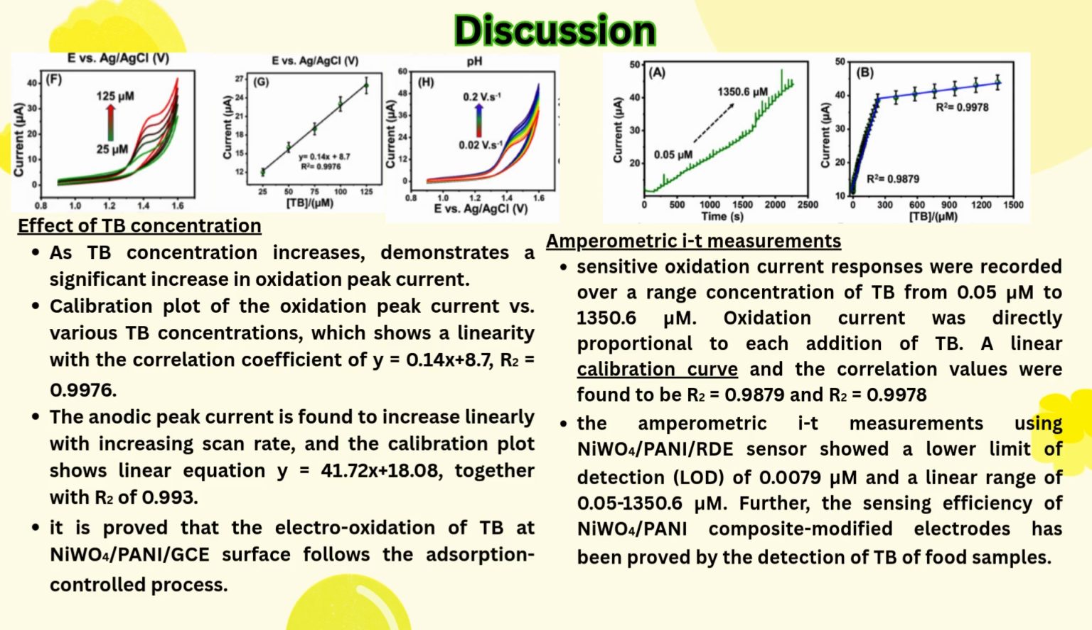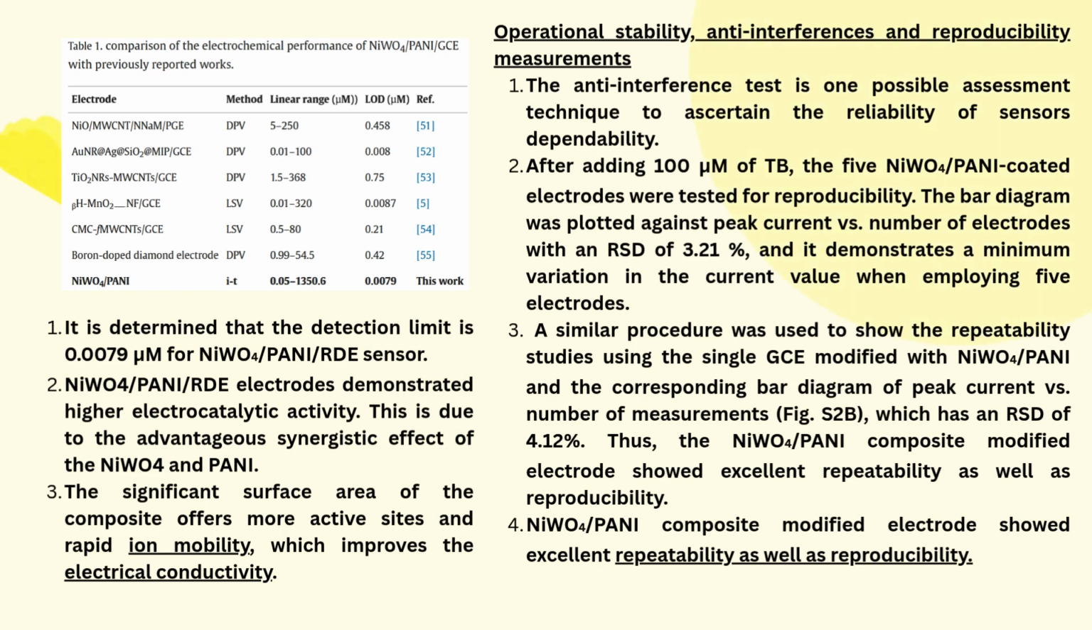Further, the sensing efficiency of the nickel tungstate nanospheres anchored polyaniline composite modified electrodes has been proved by the detection of theobromine in food samples. This is due to the synergistic effect between nickel tungstate and polyaniline, which provides a large surface area with more active sites and enhanced electrical conductivity. The sensor also shows strong operational stability and selectivity with minimal interference from other substances.